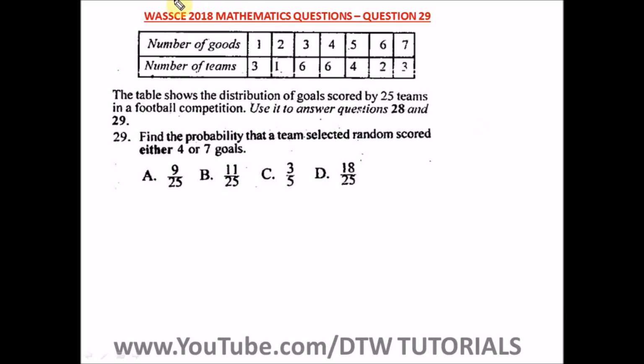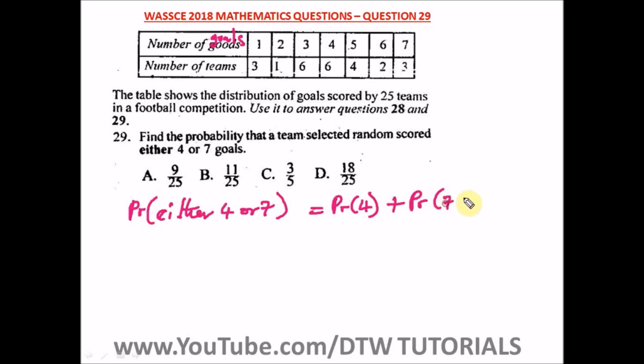Question 29 of the WASSCE 2018 Mathematics Past Question. That's your WAEC 2018. So we're still looking at this table here, and question 29 says find the probability that a team selected at random scored either 4 or 7 goals. Remember this is goals. So we're looking for the event either 4 or 7. So that is the probability of scoring 4 plus the probability of scoring 7. That's why we have a plus here.